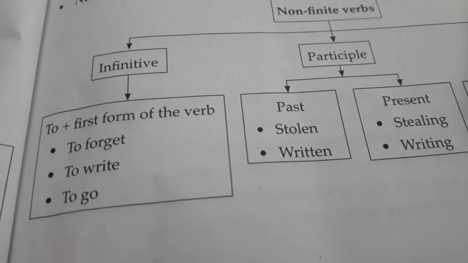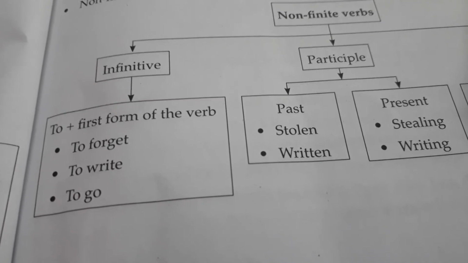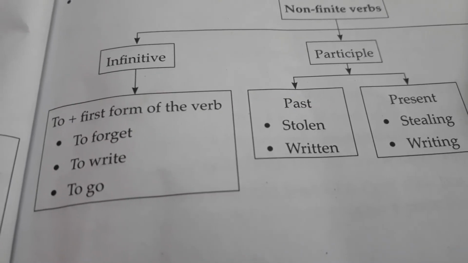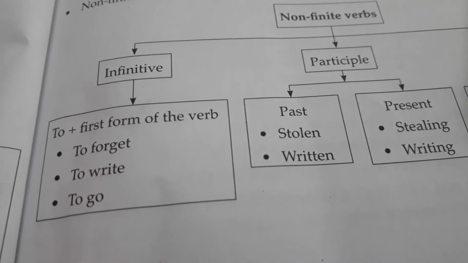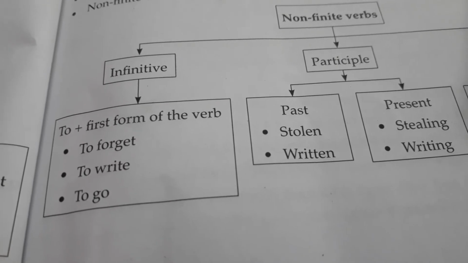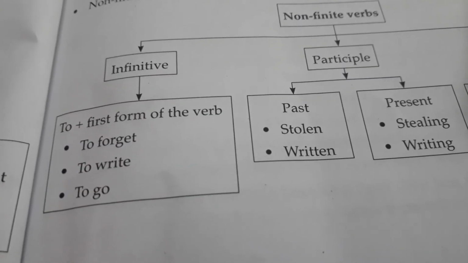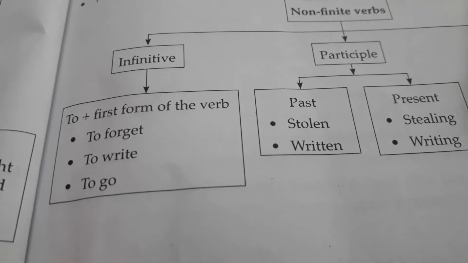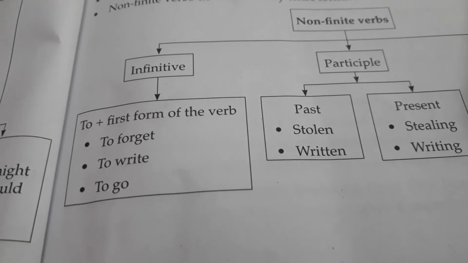Examples for steal and write: he has stolen my pencil. So stolen, the action is complete. So stolen becomes my past participle. I have written in my notebook. So again, written, en has been added to the verb. So the action is complete. So written becomes my past participle.